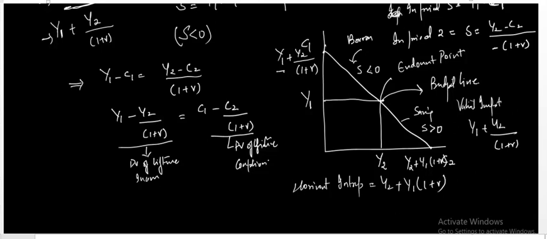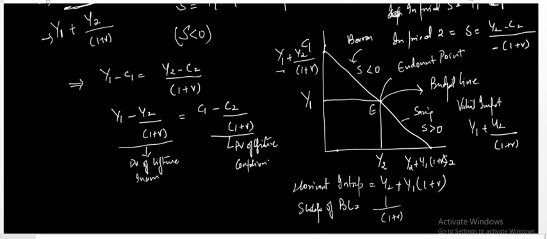And the endowment point, let us call it E. This is going to be the endowment point at which whatever I am earning in period 1 is consumed in period 1, and whatever I am earning in period 2 is consumed in period 2. And another important thing is the slope of the budget line. The slope of the budget line is going to be 1 divided by 1 plus r. So this is how we actually talk about the intertemporal budget constraints.